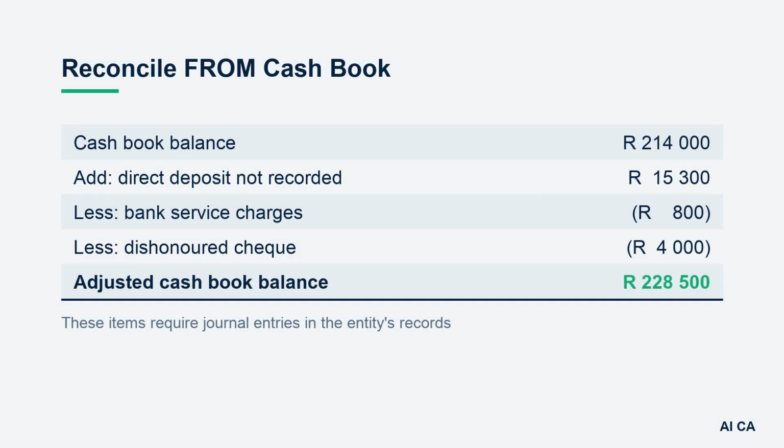Now we adjust the cash book side. The bank charged monthly service fees of 800 Rand and debited a dishonoured cheque of 4,000 Rand. Neither of these appears in our cash book yet, so we deduct them. We also discover a direct deposit of 15,300 Rand from a debtor that was not captured. Adding that in, the adjusted cash book balance also lands at 228,500 Rand. The reconciliation balances, and we know exactly why.